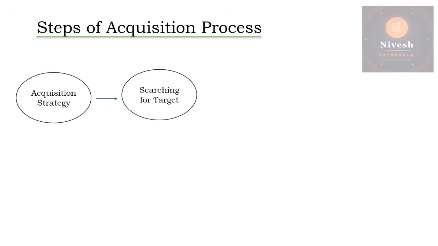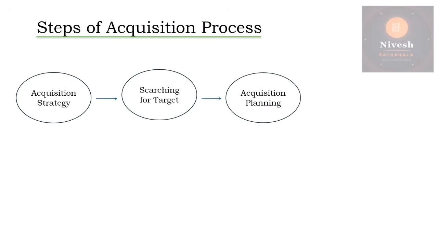Steps of acquisition process. There are a total of 8 steps. The first step is acquisition strategy. In this step, you have to build an objective: what type of company you are looking for, with criteria like industry, size, geography, growth, etc. The second step is searching for the target. Identify potential target companies that meet the acquisition criteria. Prepare a short list of suitable targets, analyze and distribute.